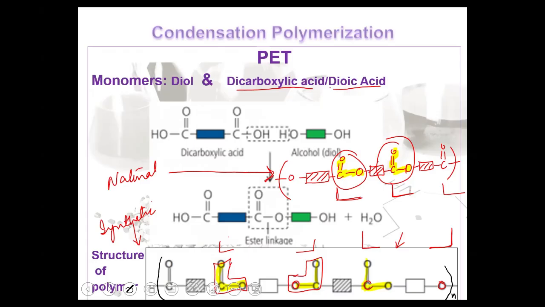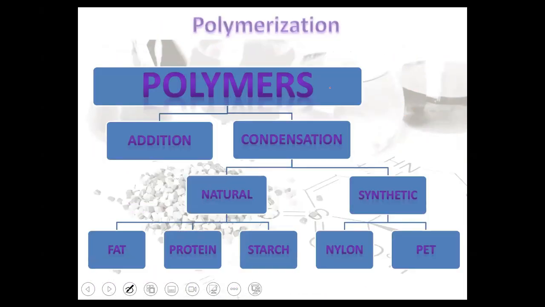So under condensation, when we started, I had shown you this flow chart. I told you under condensation polymerization, you have fat and PET, which will be related to each other, and I told you in what way they are related. They both have an ester linkage. That's why they are related. However, one is natural and one is synthetic.